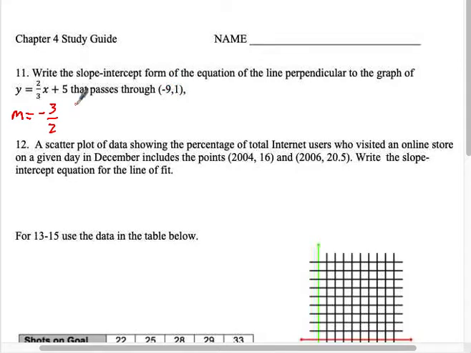Again, same steps I just went through with my last problem. I need to use this point and this slope to find the equation. So 1 is my y value. 1 equals -3/2 times -9 plus b. I kind of stunk up the y-intercept on this one. So 1 equals, 3 times 9 is 27, 27 divided by 2 would be 13.5.